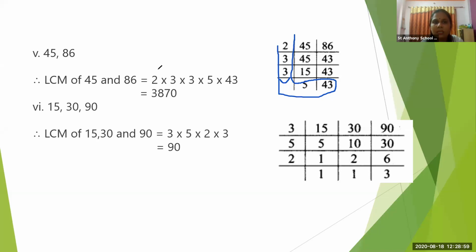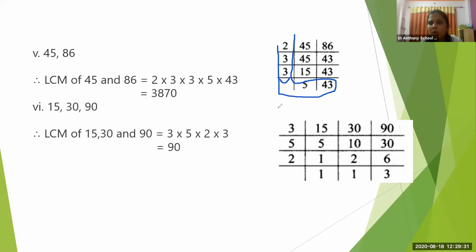So if we multiply this, 2 3s are 6, 6 3s are 18, 18 5s are 90 and 90 into 43, 3870. 3 5s are 15, 3 10s are 30, 3 30s are 90. Here we have not divided by 2, but if we have not done it, then it's also okay. We can again do it for the other number as well.